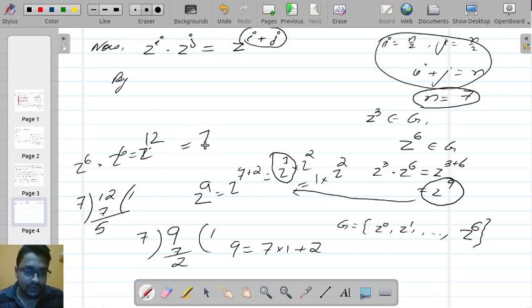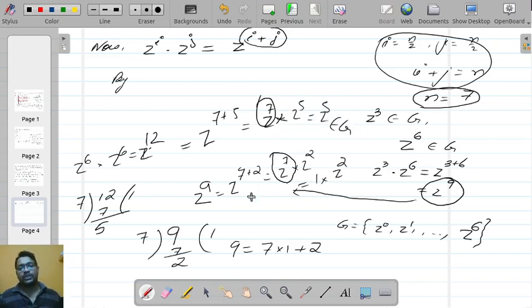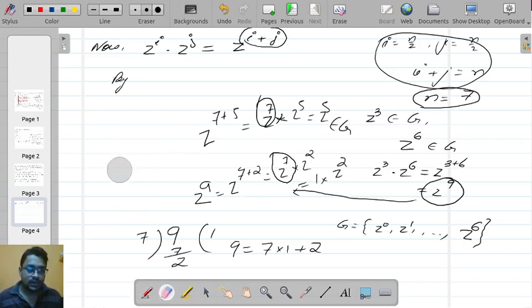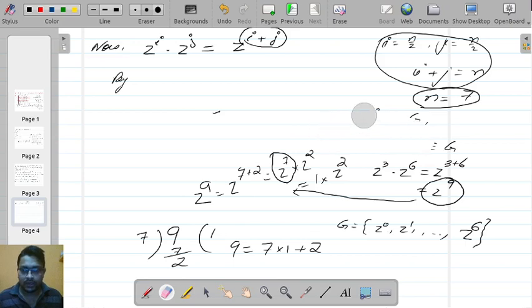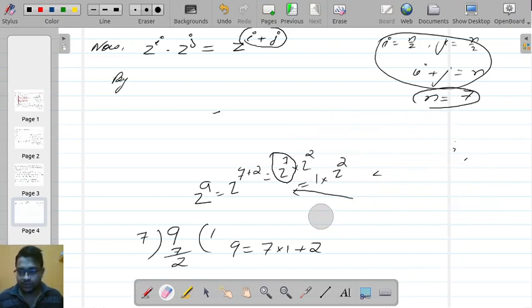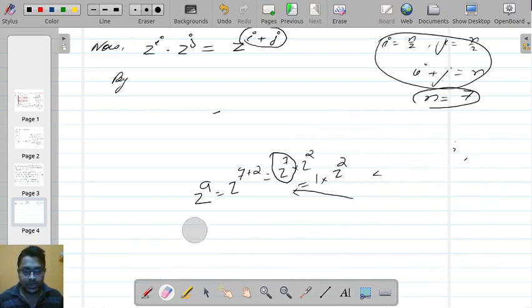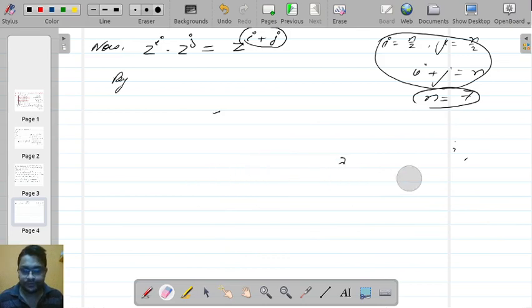So z to the power 12 can be written as z to the power 7 plus 5, so this will be z to the power 7 into z to the power 5. So z to the power 7 is 1, this is ultimately z to the power 5, which belongs to G. Okay, we are sure it will belong to G. So this is how we will carry out the multiplication of z to the power i into z to the power j. Okay, so let us try that.